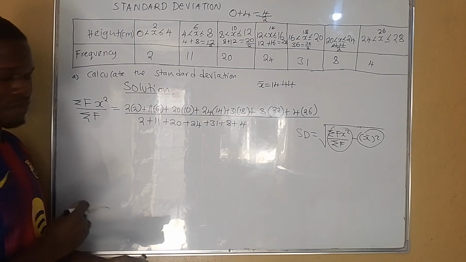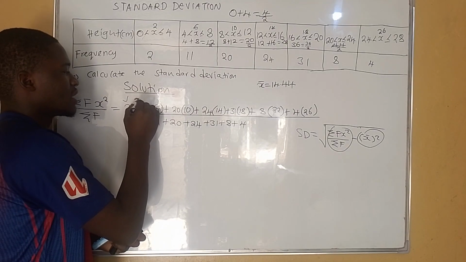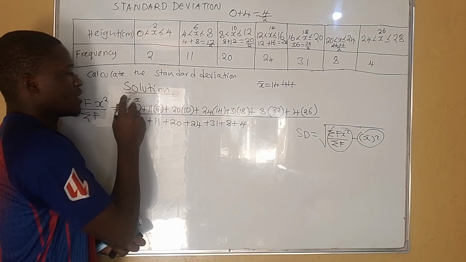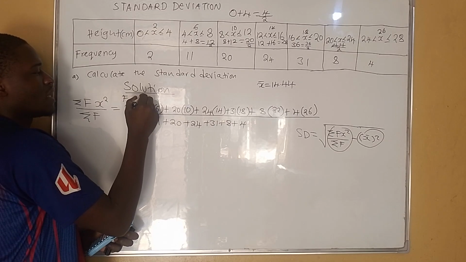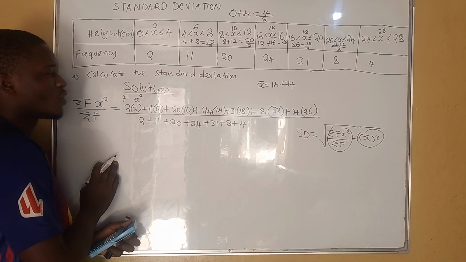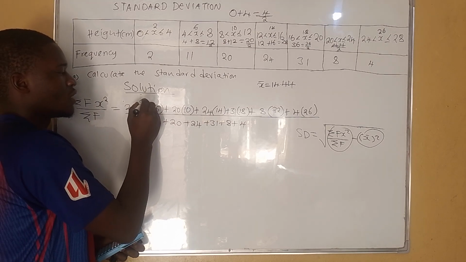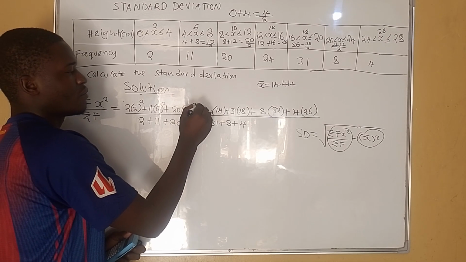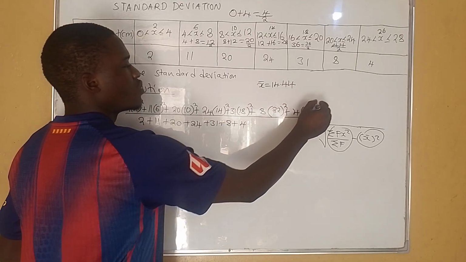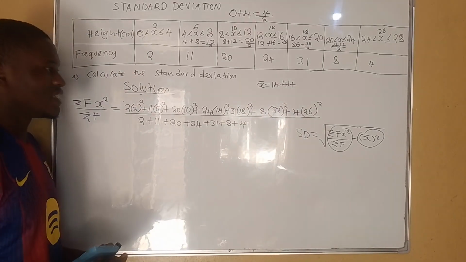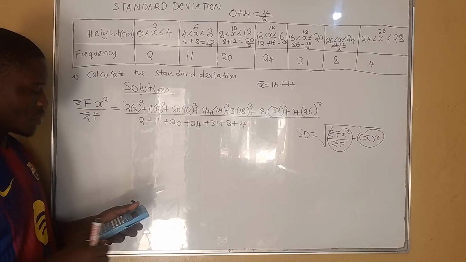This is so simple. We know that this is the frequency, this is x, this is f, this is x. So for it to be in this form, you will need to square the x. Hope you are following. We are going to square all the x's. Simple as that, isn't it? So we are going to punch in the calculator.